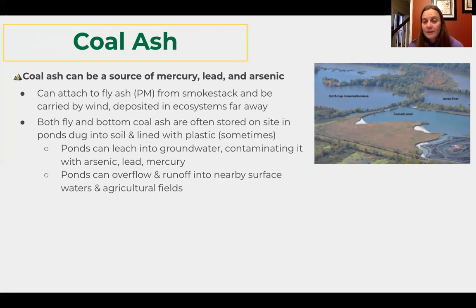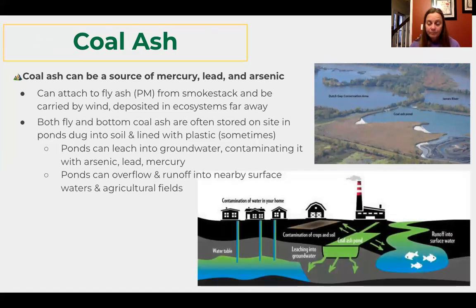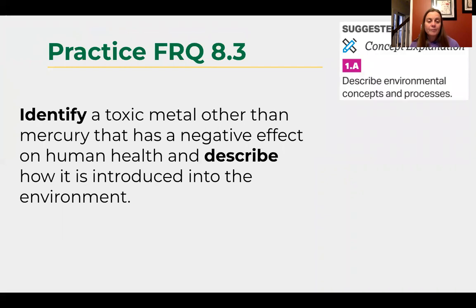So these ponds can leach water into the groundwater, which contaminates the groundwater with arsenic, lead, and mercury. The ponds can also, as we talked about with the manure ponds at CAFOs, overflow and run off into nearby surface waters and agricultural fields. So we can either leach into the groundwater or we can have runoff into surface waters.